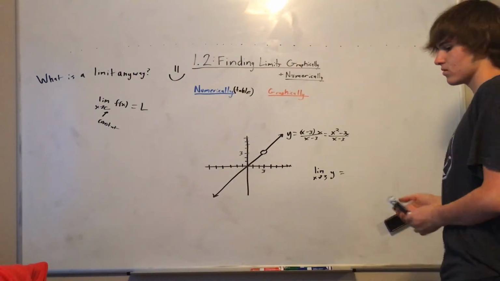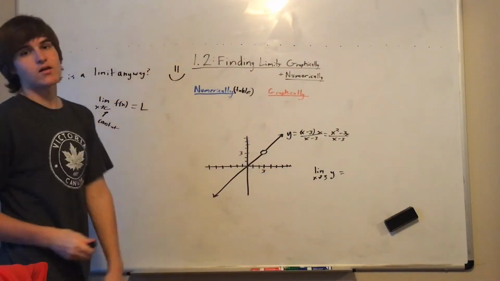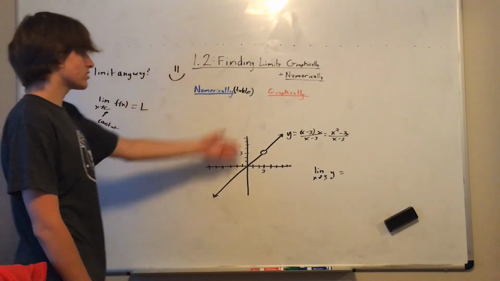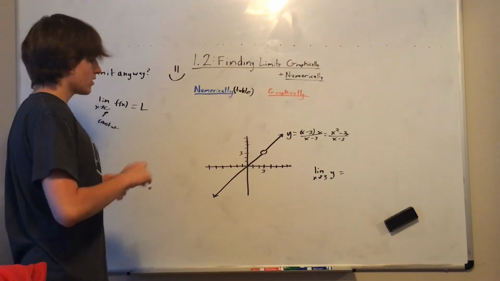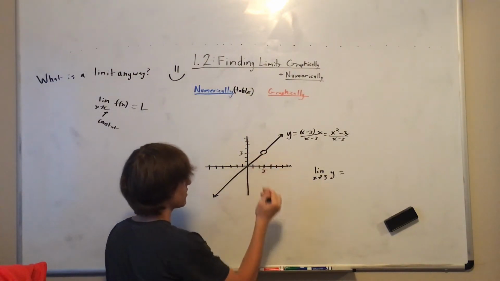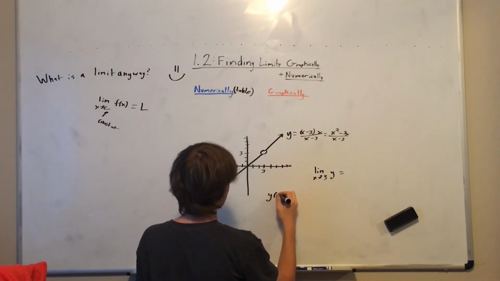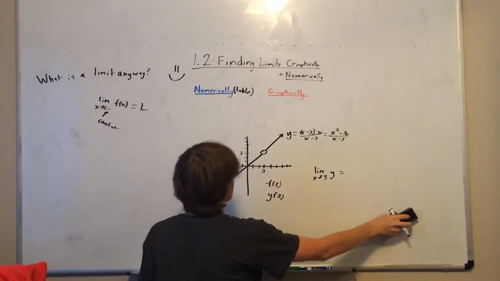What would you do? So the first thing you could do is look at it numerically with a table, but we don't want to do that, that's too much effort. So let's look at it graphically and see what we can figure out. So we can identify that right here, y of 3, which you can write the same as f of 3.